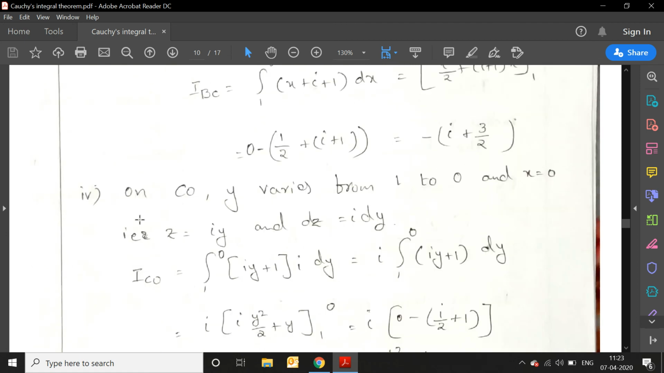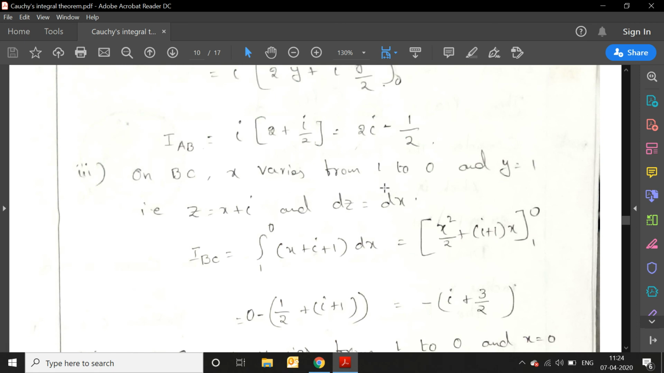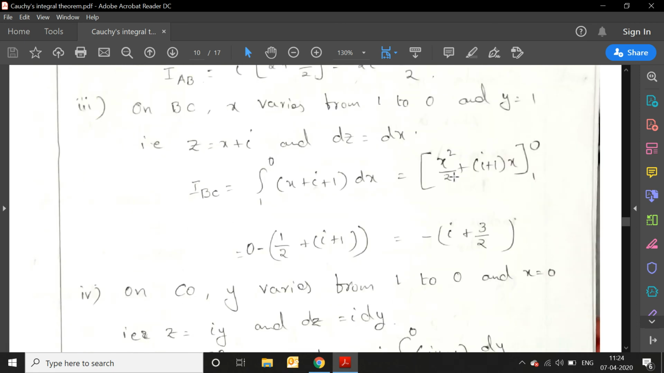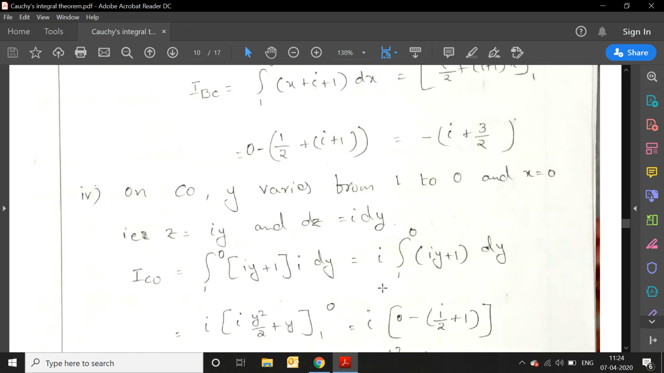Next one, the last one, on CO, y varies from 1 to 0 and x is equal to 0. On the y-axis clearly x is equal to 0. So the y limits are from 1 to 0. On the y-axis the x value is 0 and the y limits start from 1 to 0. So we take y from 1 to 0 and x is equal to 0. Z becomes iy and dz is equal to i dy.